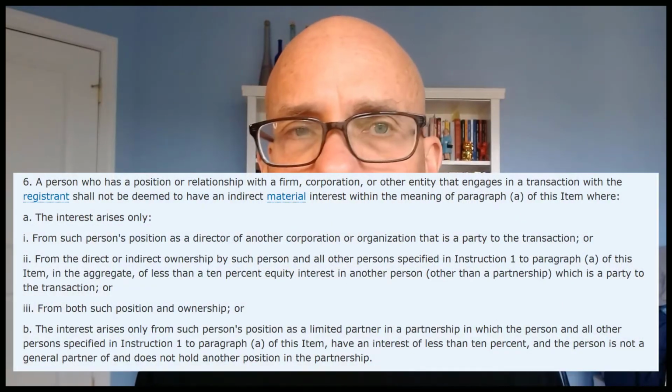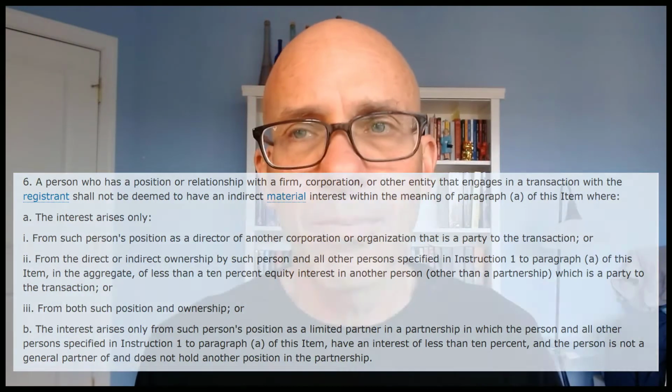So disclosure is only required if a related person has a material interest in the transaction, regardless of whether that interest is direct or indirect. Confusing to me. So Instruction 6 to Item 404A provides you with some outs here, that a person who has a position or relationship with a firm or company that engaged in the transaction will not be deemed to have an indirect material interest within the meaning of the item if it meets all this stuff.